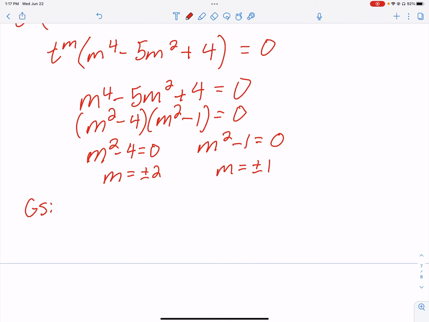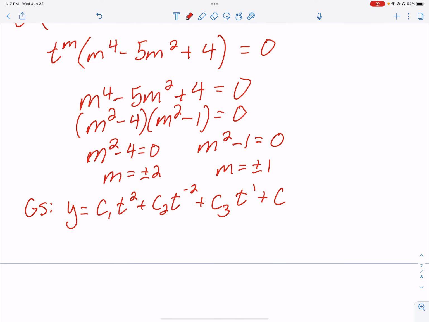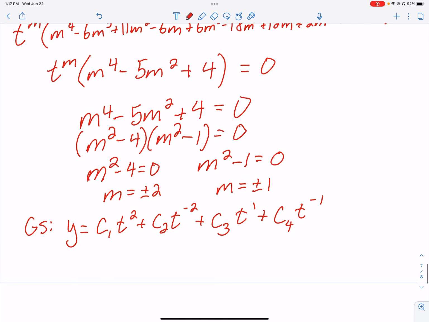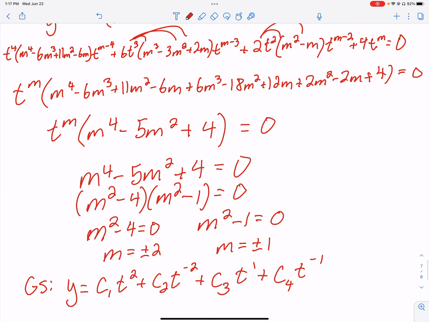I'm just going to go ahead and jump to it. Y equals c1 t to the 2 plus c2 t to the negative 2 plus c3 t to the 1 plus c4 t to the negative 1. Could you put 1 and negative 1 up front with the other c's? Yes, it's all arbitrary. The constants are just numbered to show that they're different. If you like the t to the first being up front because 1 is smaller than 2, that's perfectly fine. All right, so this is this method to solve a Cauchy-Euler.